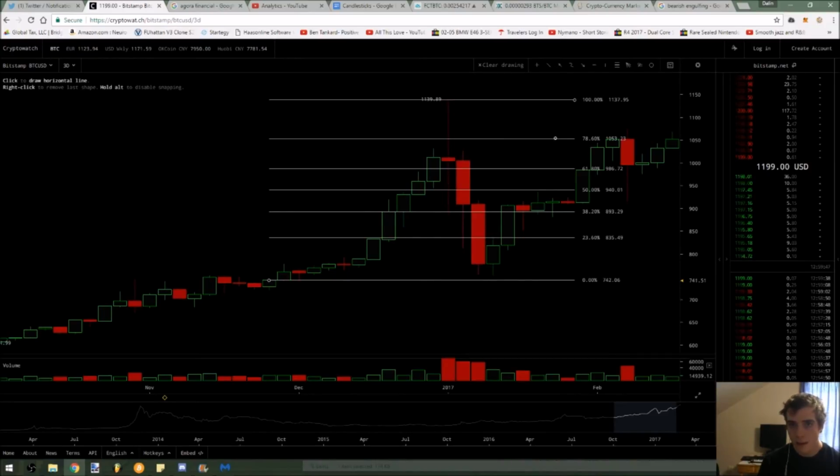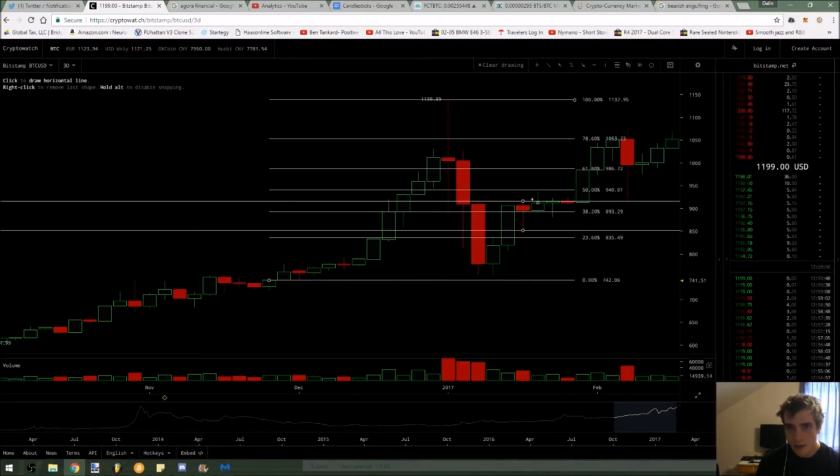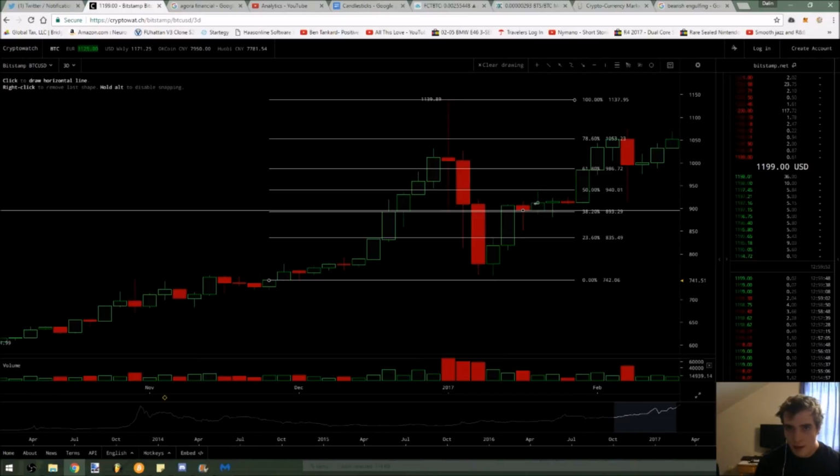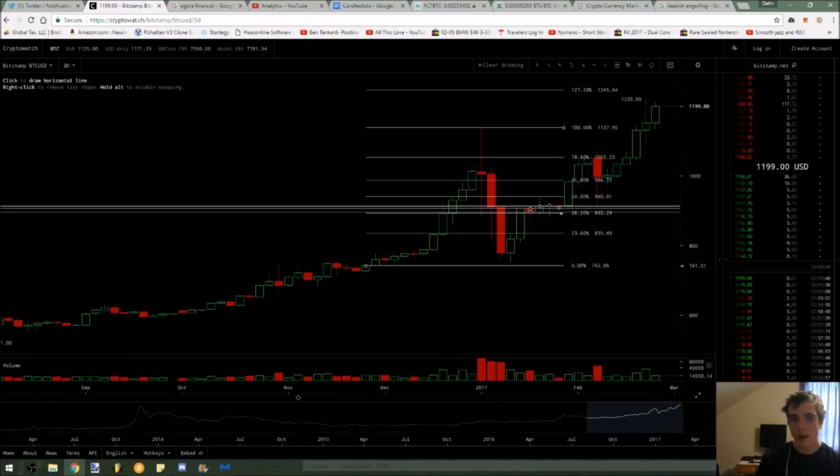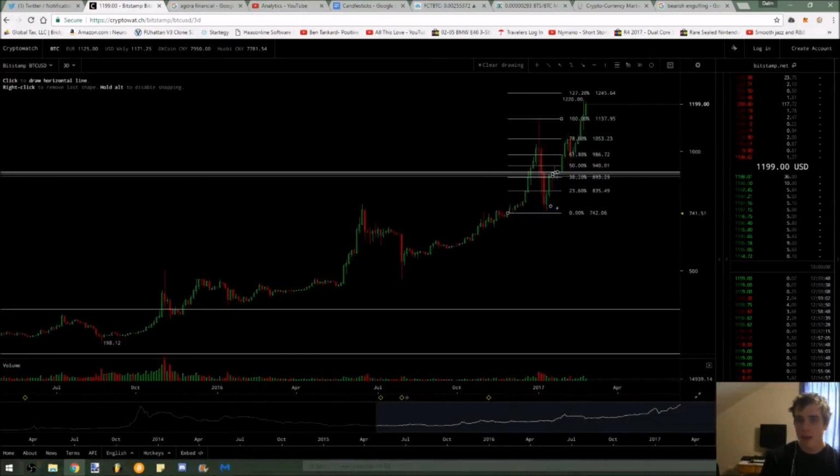Wow, I'm terrible at that. I hate these lines and stuff on TradingView. Honestly, on Crypto Watch, I like TradingView better. So this really thick spot where I just put that line is its 38%.